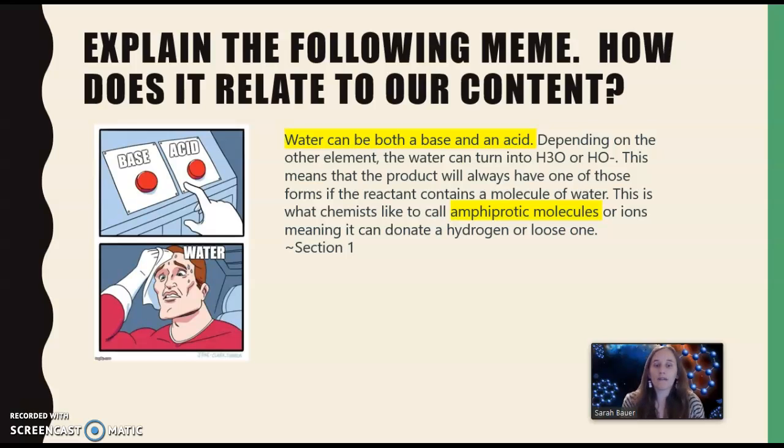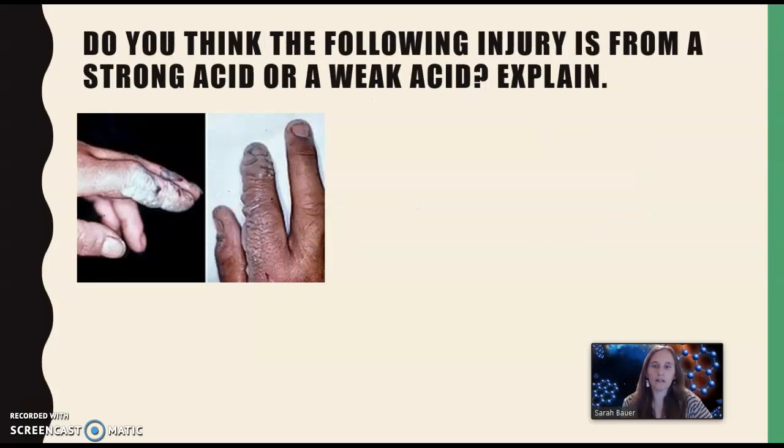So that's where amphiprotic comes from. And it means many, or both. It can act as both a base or an acid, both a proton acceptor or a proton donator.